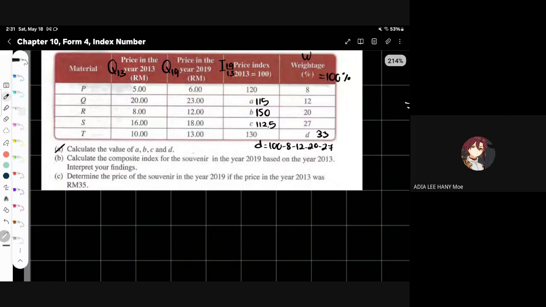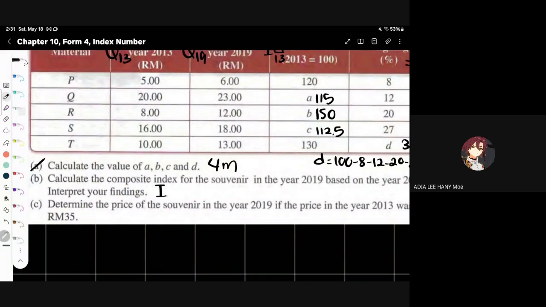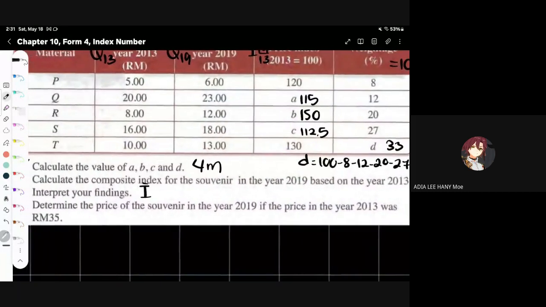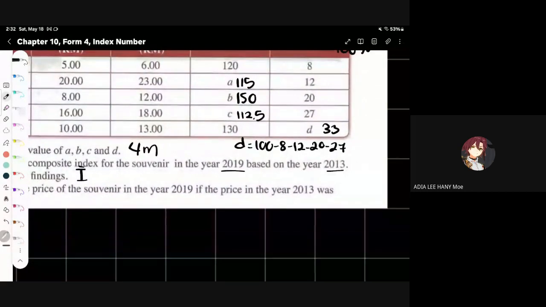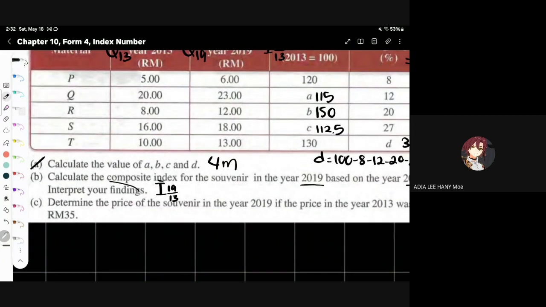This is around 4 marks. See, 4 marks already. Simple. Calculate the composite index for the souvenir. Okay, let's go one by one. They say calculate the composite index. They want composite index, so I, right? So what is the index here? 2019 based on the year 2013. So 19 over 13, right? Interpret your finding. Whenever they mention interpret your finding, basically they mean how much it increased by.